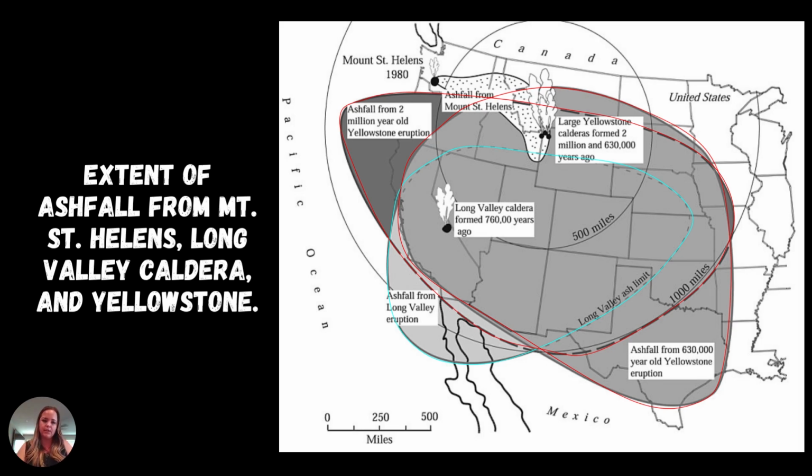When these calderas erupt, they release a lot of ash fall, and this shows you the extent of some of that ash fall in certain eruptions throughout time. Long Valley Caldera erupted 760,000 years ago, and that shows you the extent of it. It also has Mount St. Helens on here for you. You can take a look at just how extensive these ash falls can be.